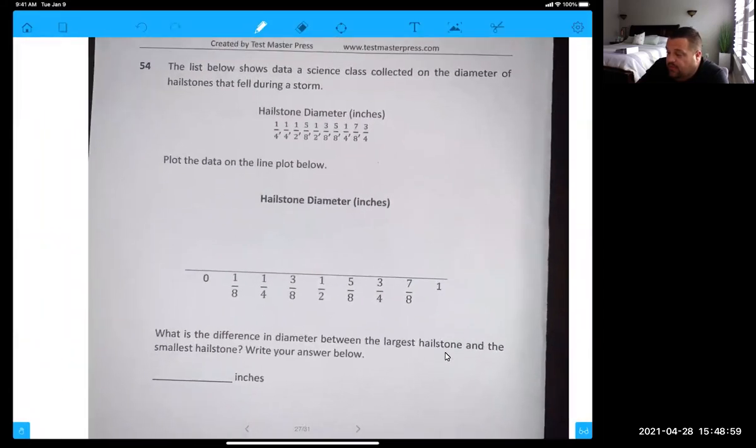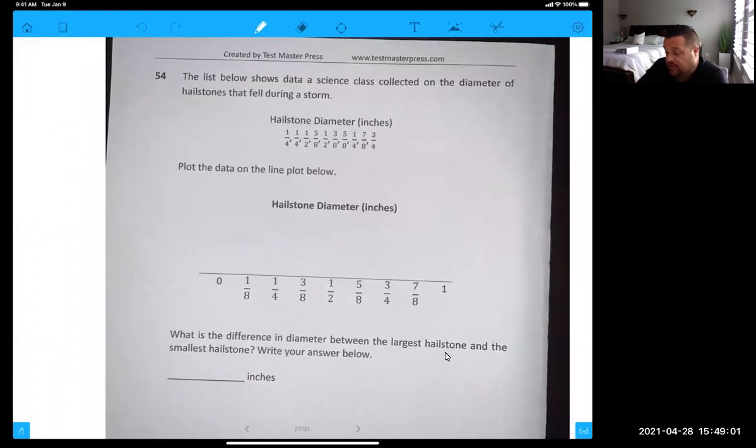All right, we'll do number 54 together too, since you guys don't have it in front of you. It just wants you to plot on the lines. I mean, we do this in second grade. So we got 2 1/4, 1, 2, we got 1/2. We got a 5/8, that's that. We got another 1/2. We got a 3/8. We got another 5/8. We got another 1/4. We got a 7/8. And we got a 3/4.